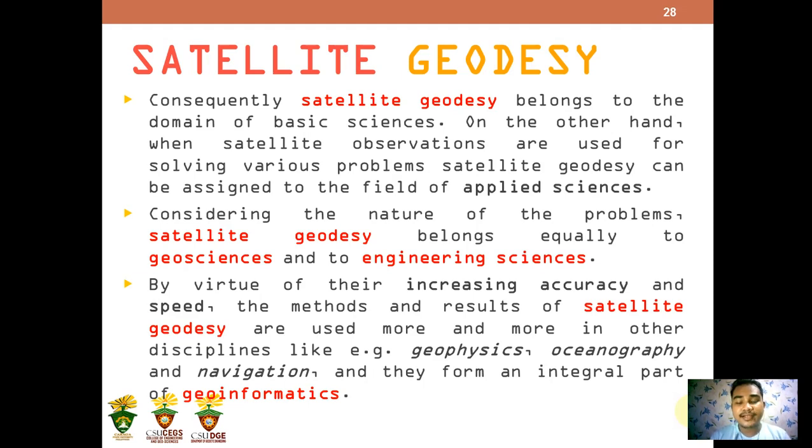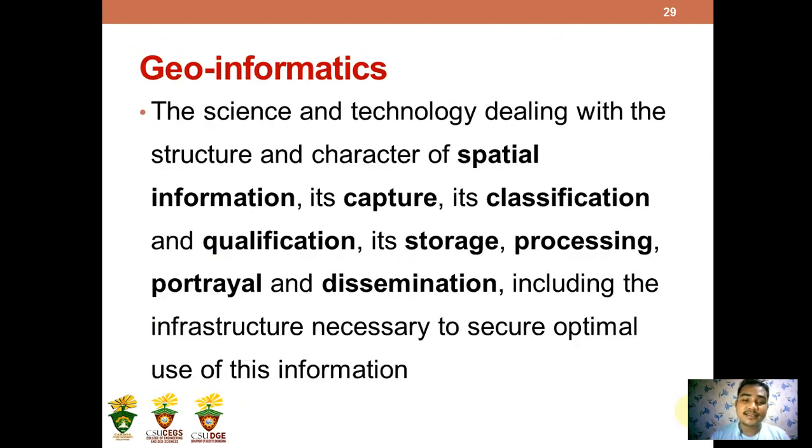And by virtue of their increasing accuracy and speed, the methods resolved to satellite geodesy are used more in disciplines like geophysics, oceanography and navigation, and they form an integral part of geoinformatics. So, din yung geoinformatics class. So, geoinformatics is the science and technology dealing with the structure and character of spatial information. So, again, spatial information is the three-dimensional aspect, no, sa Earth. The X, Y, and Z.